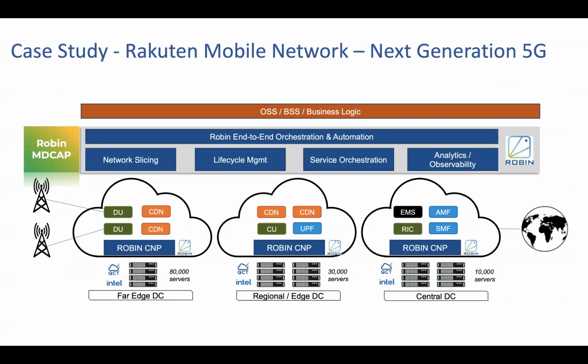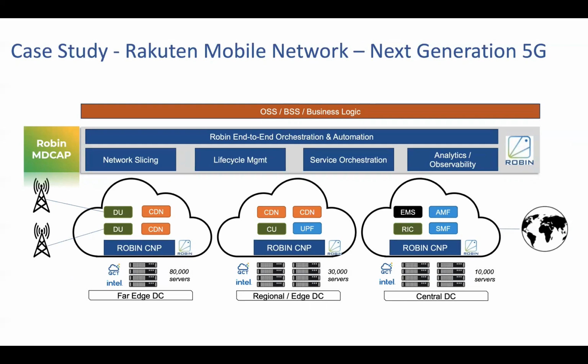Okay, now we talked about different scenarios, how we reduce the complexity of deploying. Let's take a live example case study of one of the production customers that have successfully deployed and are running in production using Robin CNP. So Rakuten Mobile Network, they have built their next generation 5G fully containerized network, running on top of Robin CNP.